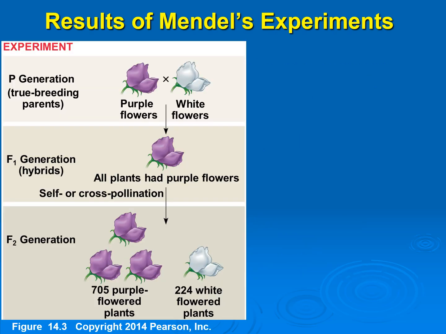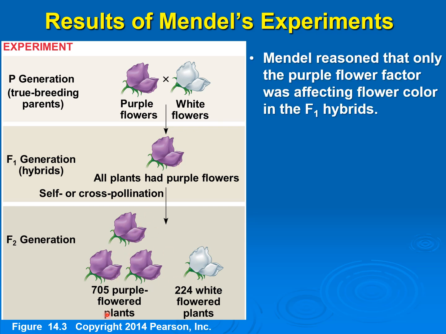Okay, so this is the results of Mendel's experiments. The P generation, he would take the two true breeding purple and white flowered pea plants, cross those, and then here's the F1 generation, our hybrids, which are all heterozygous. And then we would cross two of these hybrids, and then here would be our F2 generation.